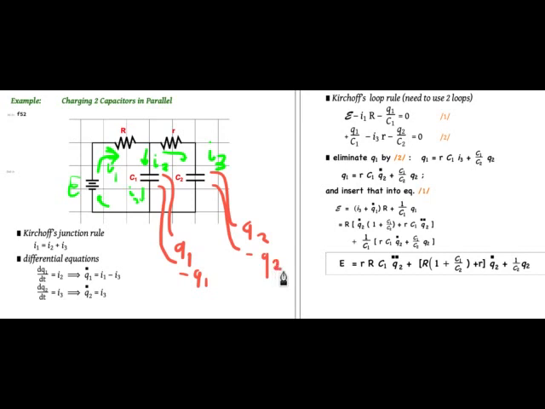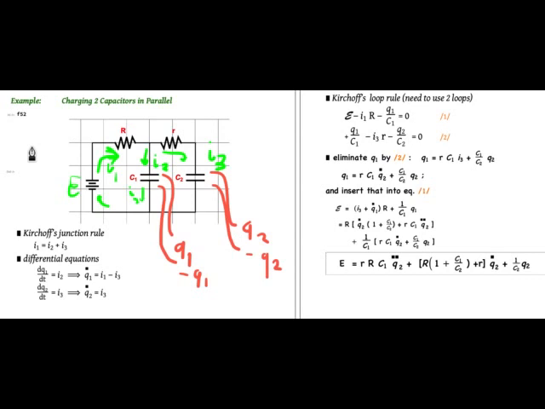So in all these circuit analyses where you have multiple circuit elements, multiple resistors, multiple capacitors, and so on, the first thing you have to do is label the various currents and charges. So I'm labeling here three currents, I1, I2, I3. And I'm labeling two charge separations, Q1 minus Q1 on the capacitor C1, Q2 minus Q2 on the capacitor C2.